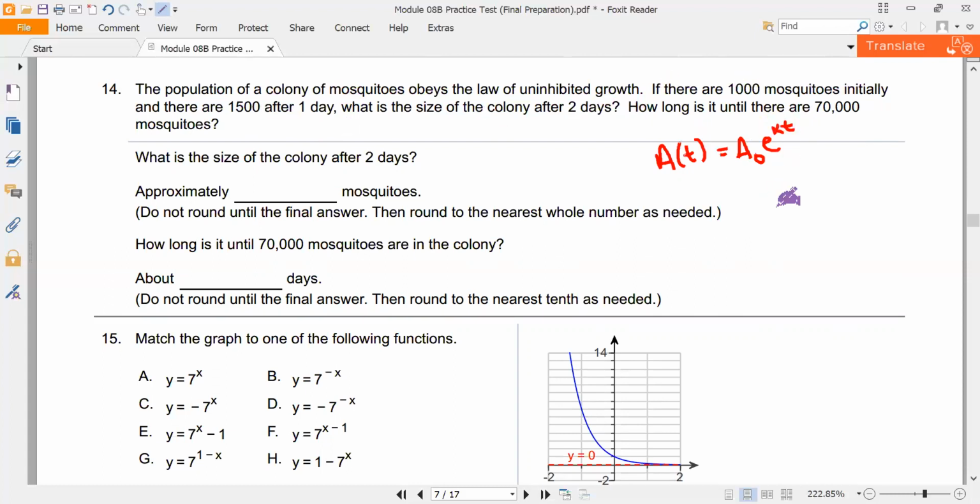So we're going to have to plug in 1,000 for the initial value. We're going to put in 1,500 as a future value, and that future value happened when we had a t-value of 1, because it was 1 day. So we need to, first of all, divide over the 1,000. This would be 15 over 10 if you cancel the 2 zeros, which reduces to 3/2, equals e to the k. We'll take natural log of both sides. We get k times natural log of e when we pull the k down. That's a 1. So we just need to do the natural log of 3/2 to find our rate of growth. So 0.4055.